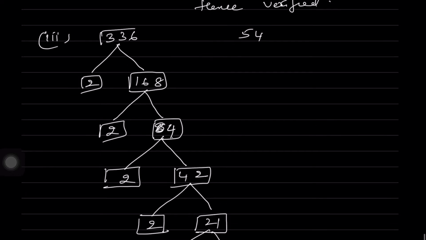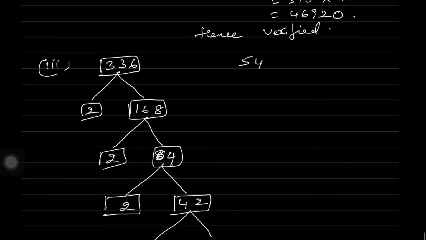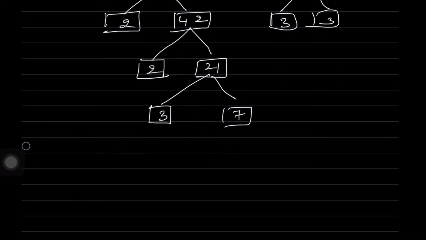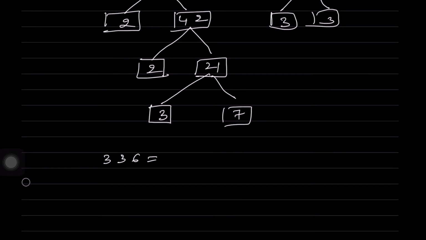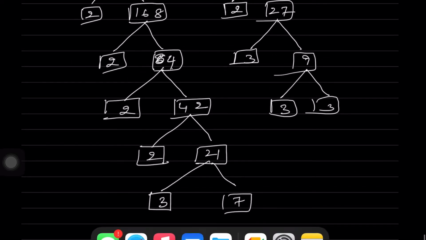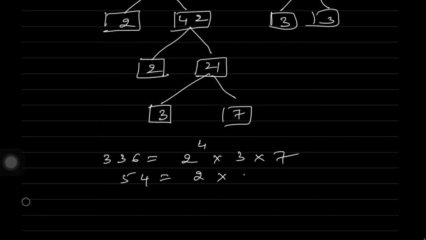So the next one which we have to do is 54. 54 can be written as the product of 2 and 27. 27 as 3 into 9. 9 as 3 into 3. So 336 is equal to 2 into 2 into 2 into 2 into 3 into 7. So 2 to the power of 4 into 3 into 7. And 54 can be written as 2 into 3 cubed.